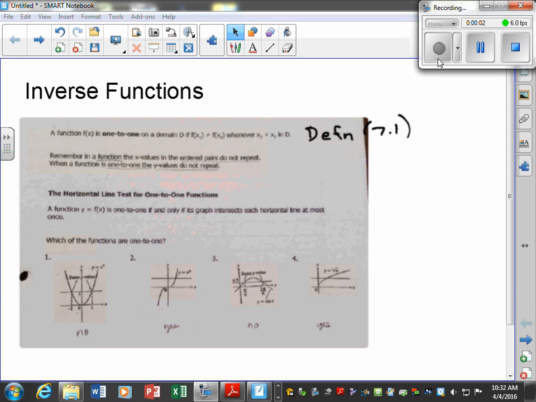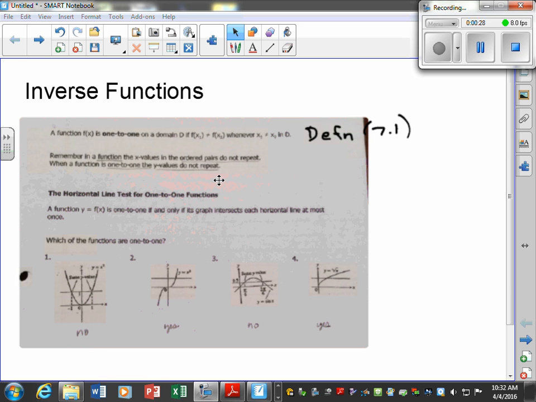Okay, today we're going to be talking about inverse functions. And just a reminder, the definition: a function f of x is 1 to 1 on the domain if f of x sub 1 is not equal to f of x sub 2 whenever x sub 1 is not equal to x sub 2 in the domain. So basically, the x values of the ordered pair do not repeat. When the function's 1 to 1, the y values do not repeat.